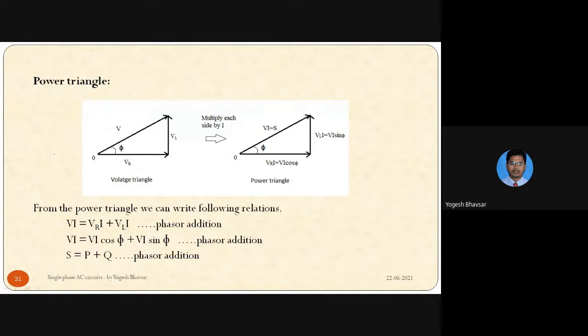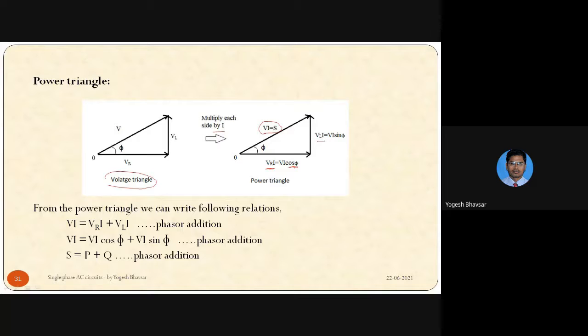And at last, the power triangle for series RL circuit. Now again consider the voltage triangle as it is. Base side is VR, adjacent side is VL, and hypotenuse is V. Now simply multiply each side by I. So VR into I, VL into I, V into I. V into I is what? Apparent power, that is S. VR into I, which is VI cos phi. This is again the basic trigonometric relation: cos phi is equal to base side by hypotenuse, and therefore base side is equal to hypotenuse into cos phi.